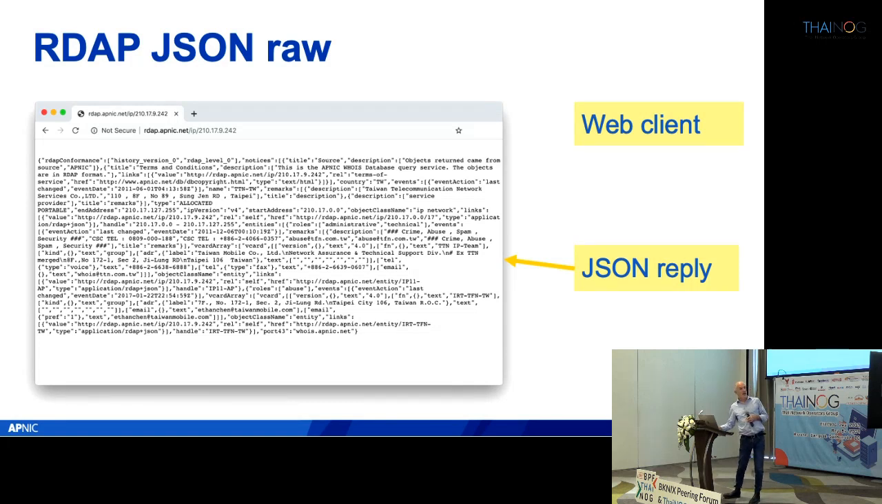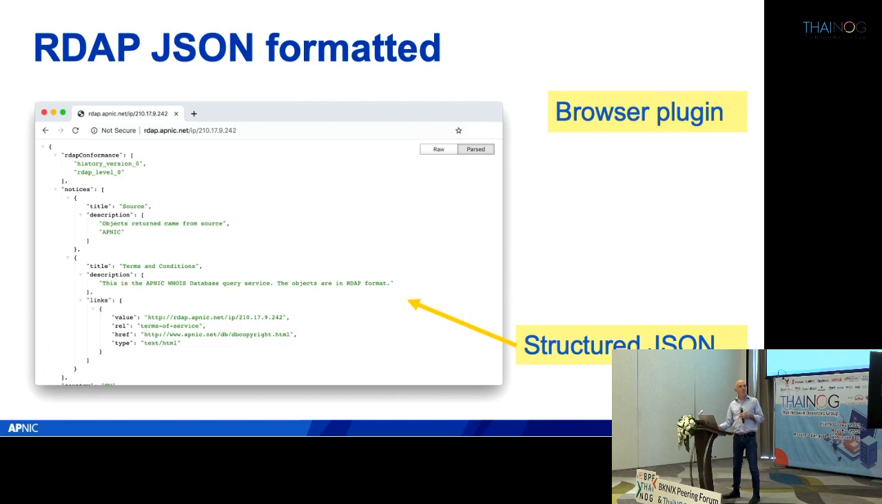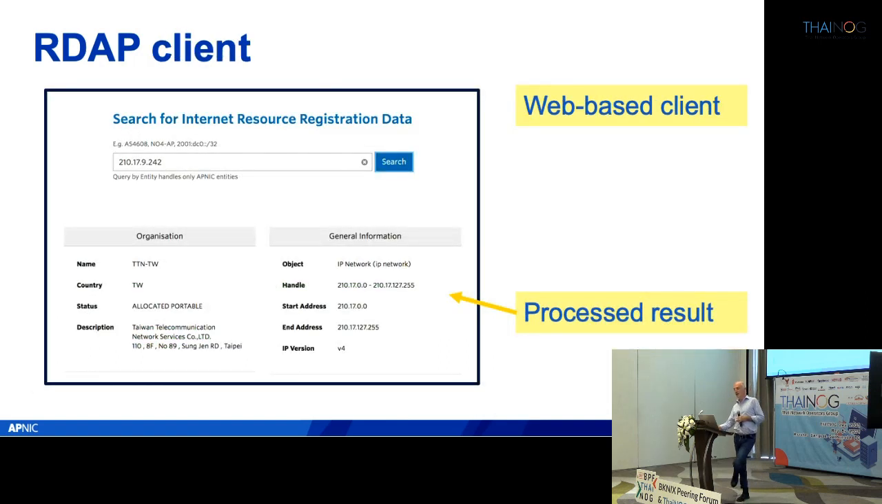So that can be sent as a web query. If you have a browser plug-in on your web client, you can actually see it in a better structured format. But the point about it is that the JSON response is better for automation. So you can write clients, and here's another web-based client, but it's one that actually takes the result in JSON and lays it out for you because it understands what's in there.